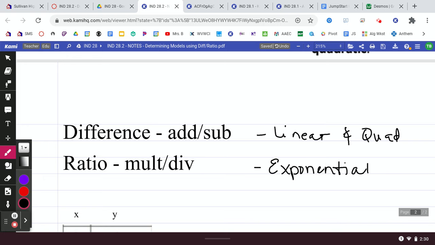And that should kind of make sense to you, because when we were doing our exponential t-charts, remember we kind of started noticing the pattern of every time it tripled or every time it doubled or every time it quadrupled. That's multiplying and dividing. Okay? It multiplies rapidly or exponentially.